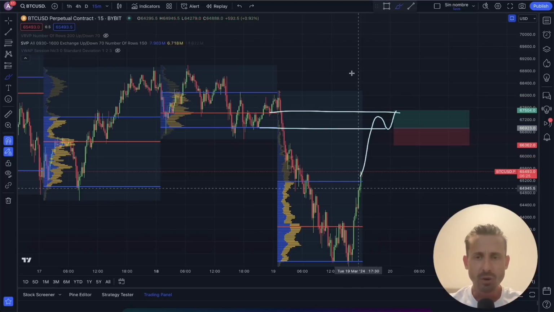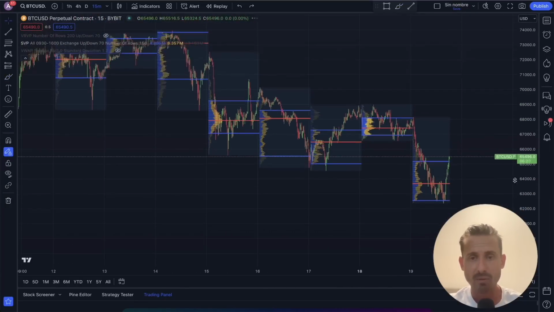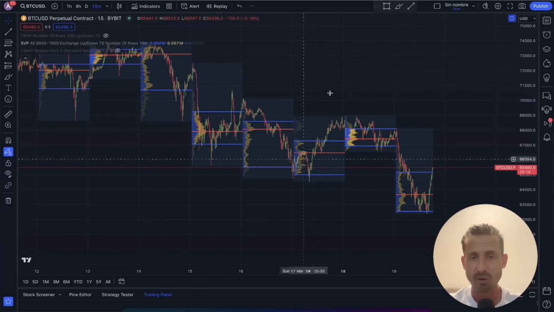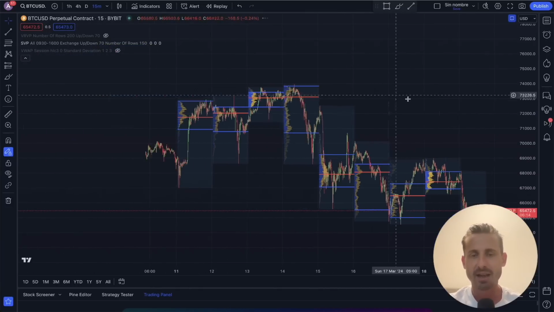So let me just go quickly through a few examples that have happened. You know, we're not going too far away. We're just going to take a look at the last week price action, okay? So you understand here the previous day levels.